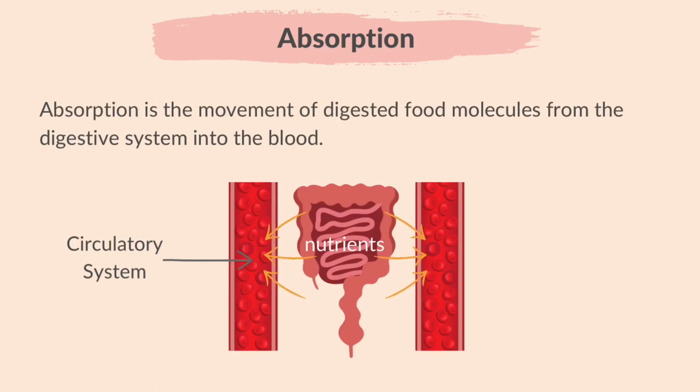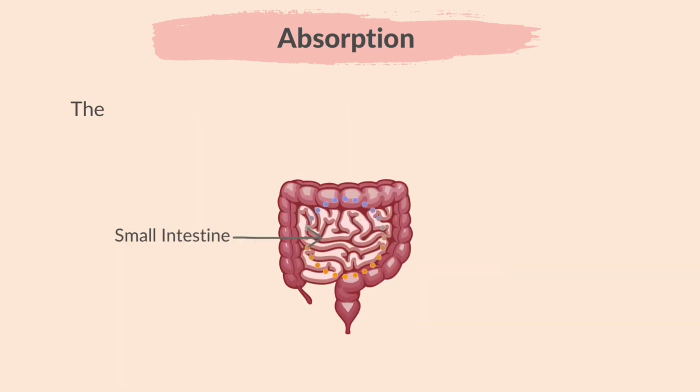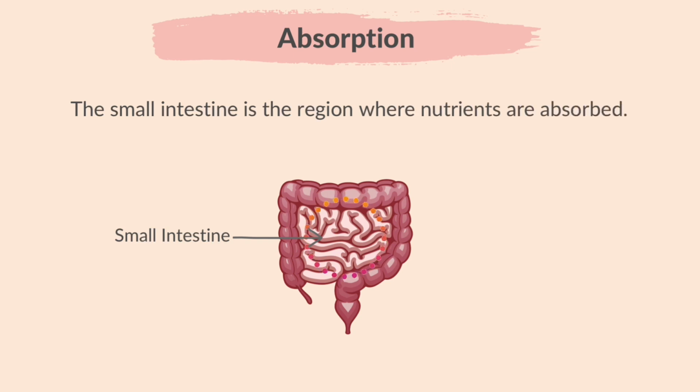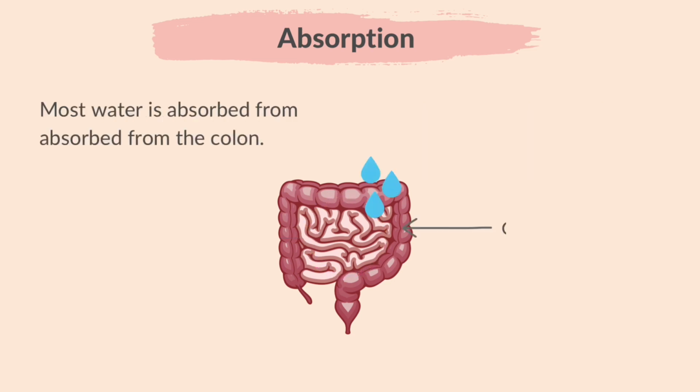Finally, let's learn about absorption. Absorption is the movement of digested food molecules from the digestive system into the blood. The small intestine is the region where nutrients are absorbed. Most water is absorbed from the small intestine, but some water is also absorbed from the colon.